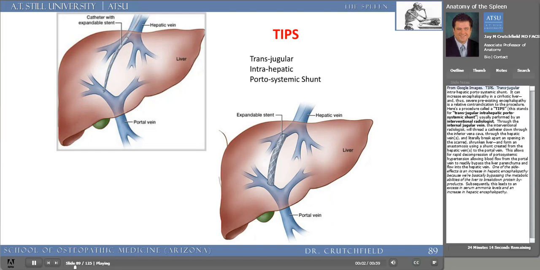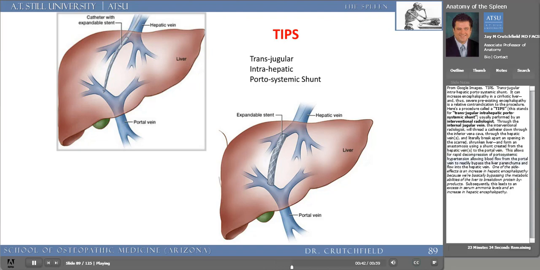Here's a procedure called a TIPS, a transjugular intrahepatic portosystemic shunt, performed by an interventional radiologist. Through the jugular vein, the interventional radiologist will thread a catheter down through the inferior vena cava, through the hepatic veins, and literally break apart an opening in the scarred cirrhotic liver and form an anastomosis using a shunt from the hepatic vein to the portal vein. This allows rapid decompression of portosystemic hypertension, allowing blood flow from the portal vein to readily bypass the liver parenchyma and flow into the hepatic vein.